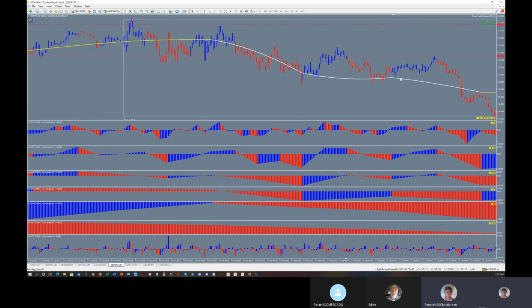There's your entry. Look at the miserable movement, right? So you're sitting through all this. How patient are you to sit through all this? In the meantime, you've gotten the low of the session. You're getting out over here, right? Okay. And it's still 6 pips.